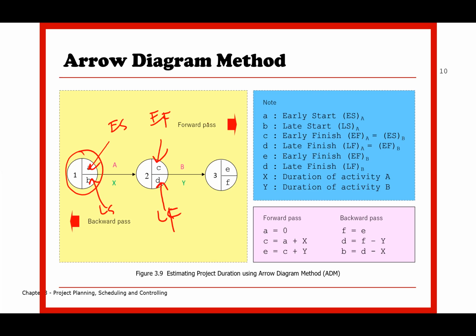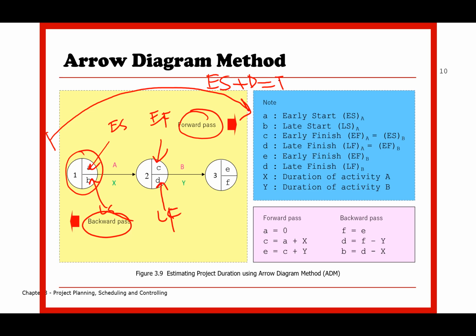Okay. Then you notice the words forward pass, backward pass. What does that mean? When you start calculating, you start from the left and go to the right, from the beginning of the nodes until the end of the nodes. That's what we call forward pass. In the forward pass, when you add up early start plus duration, you get early finish. So this is what we call forward pass. But backward pass is the other way around.